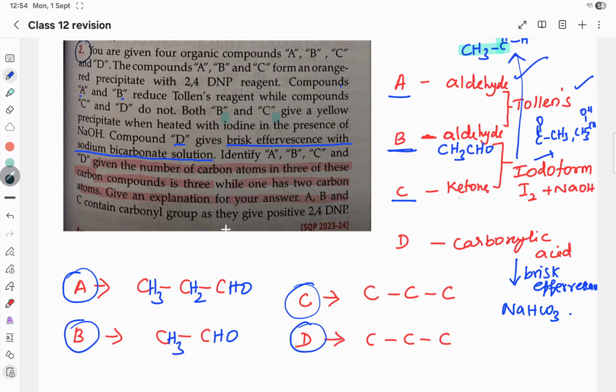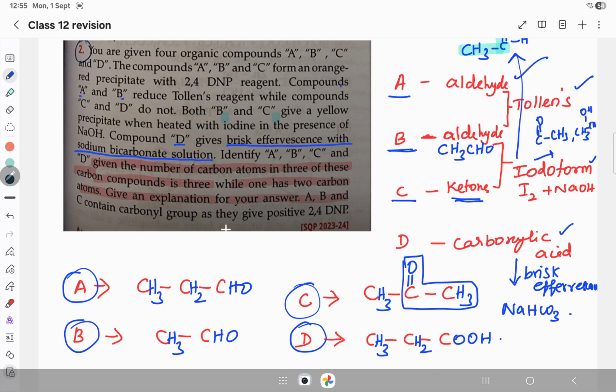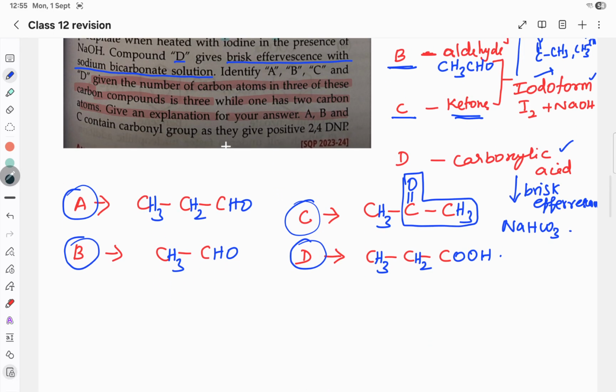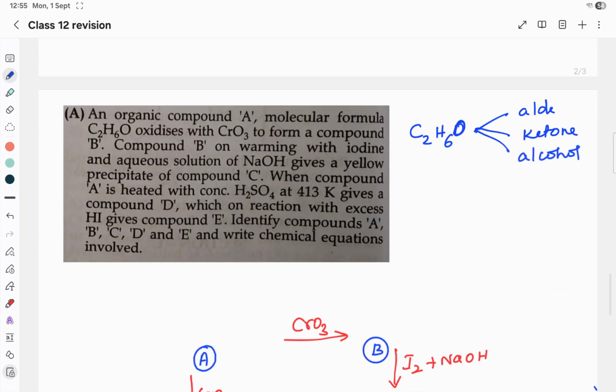CH3CH2CHO. And C is a ketone and it is giving iodoform. So definitely it is going to be this ketone because it should have a methyl keto group; then only it will give iodoform. And then the fourth compound is a carboxylic acid, so it is CH3CH2COOH. So we have these 4 compounds A, B, C, D. Read the question line by line and find the answer.